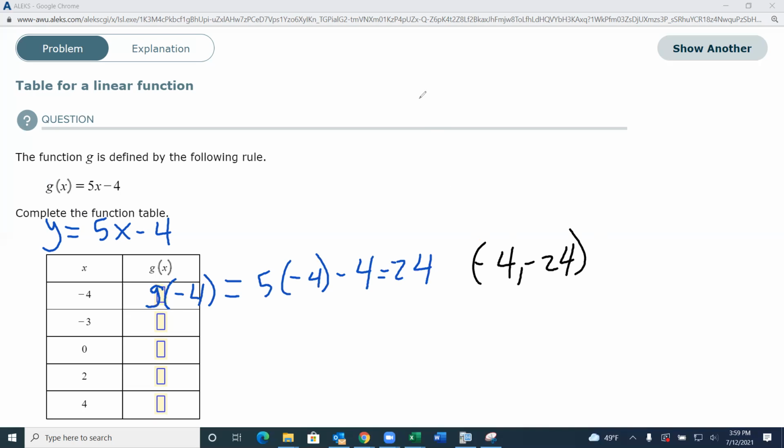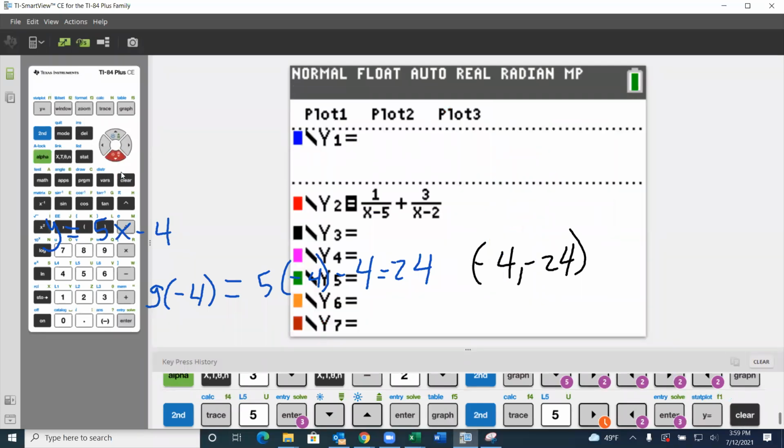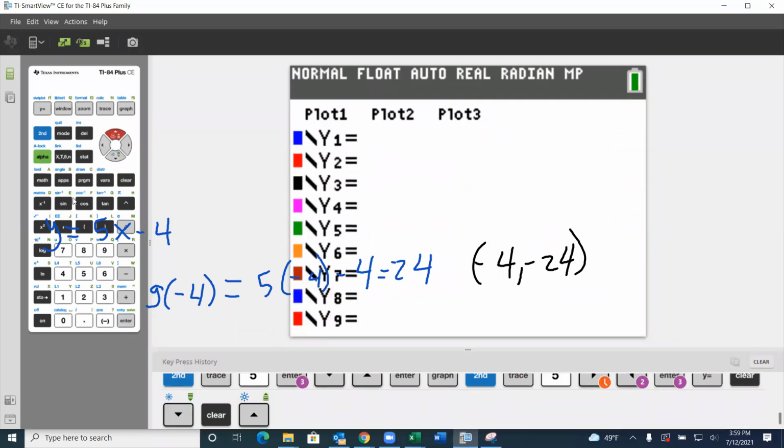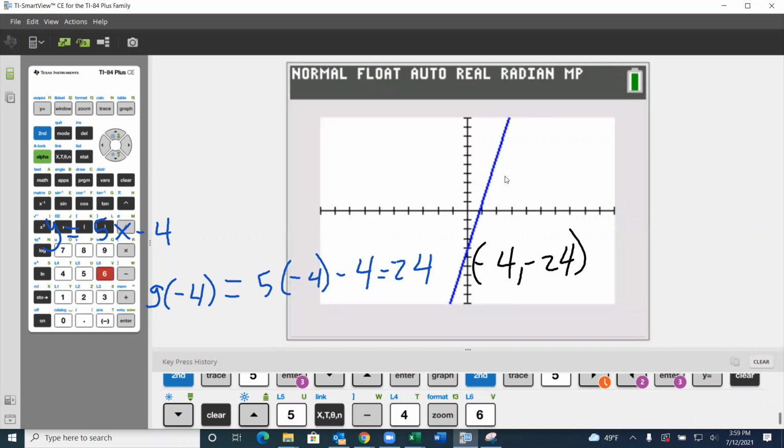We could just go graph it right now. I mean, why not? So I could go to y equals, clear out my old stuff, and type in 5x minus 4 and see what that graph looks like. There it is. It's that blue line. Hallelujah.